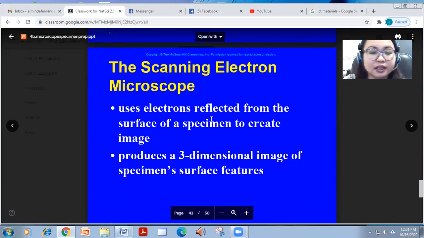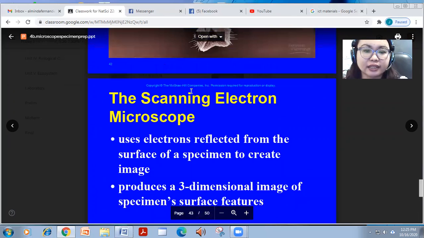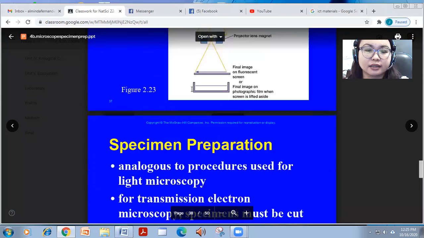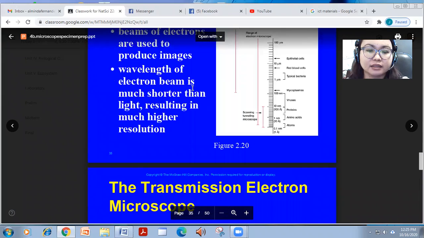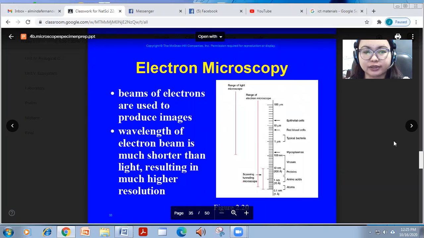There are a lot, and there are even a lot now in the commercial industry. Not only the scanning electron microscope and the transmission electron microscope. These are all under electron microscopy.